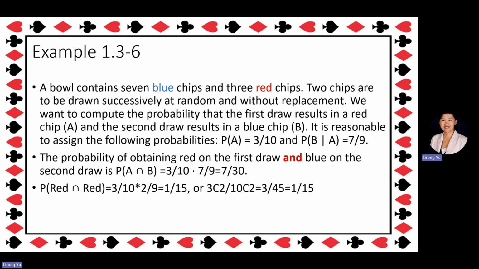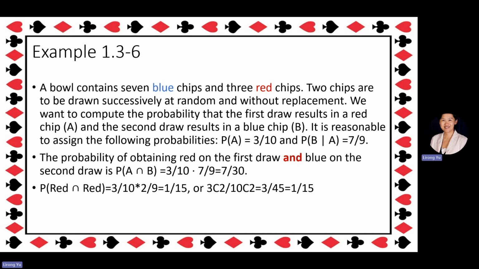A bowl contains 7 blue chips and 3 red chips. Two chips are to be drawn successively at random without replacement. So you take it out and don't place it back. That's called without replacement. We want to calculate the probability that the first draw results in a red and the second draw results in a blue chip. So the logic is 7 blue, 3 red. The total is 10. So the calculation for red is 3 out of 10. There are 3 red, 3 over 10.